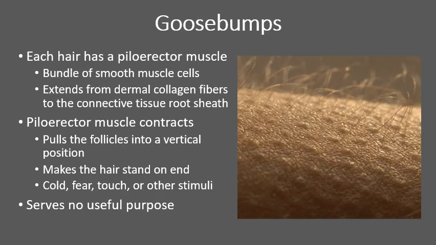This gets us to goosebumps. Every hair has a pilar erector muscle. If you look at the previous slide, you can clearly see the muscle on the image. It's a bundle of smooth muscle cells and extends from the dermal collagen fibers to the connective tissue root sheath. The pilar erector muscle contracts, and this pulls the follicles into a vertical position and makes the hair stand on end. This happens in cold weather, when you are scared, when something touches you weirdly, or any other stimuli. And this actually serves absolutely no purpose. There is no purpose for goosebumps.